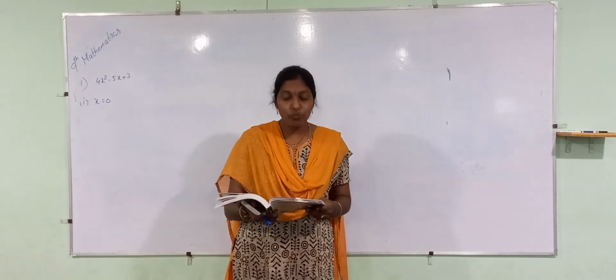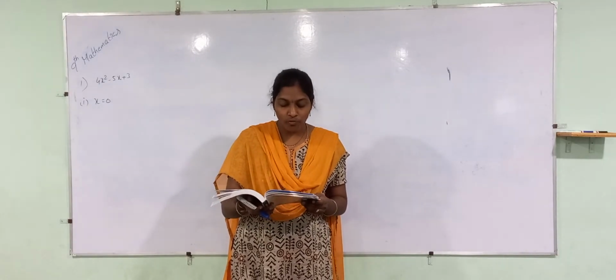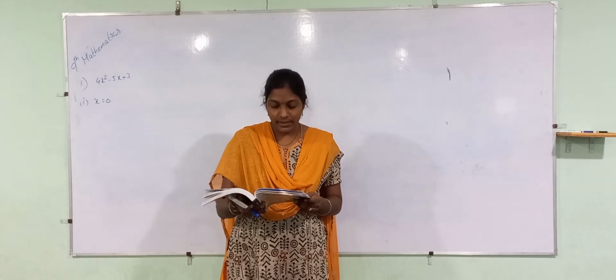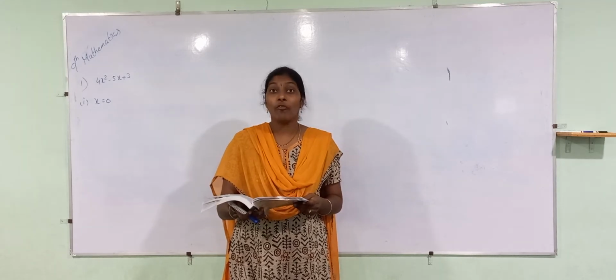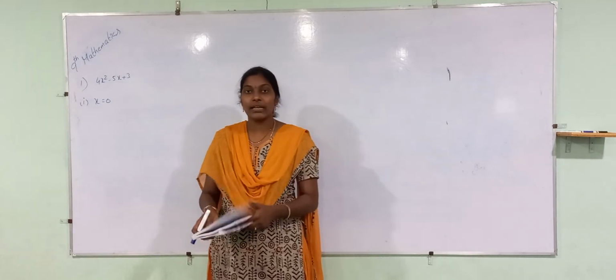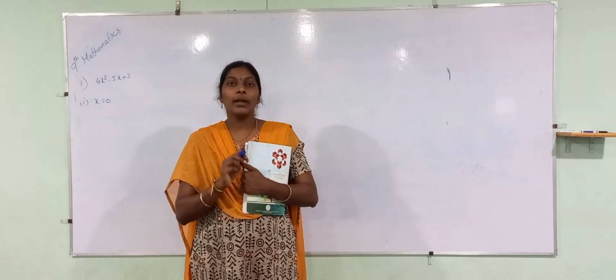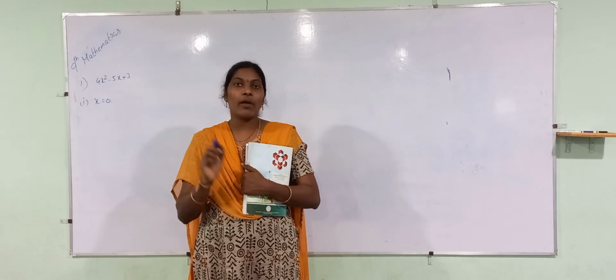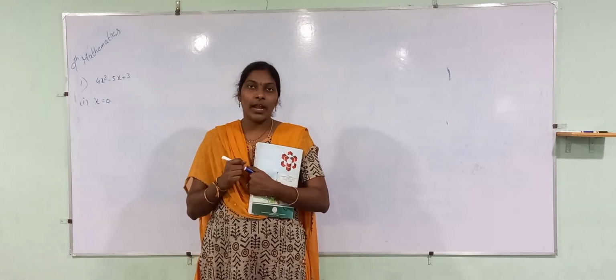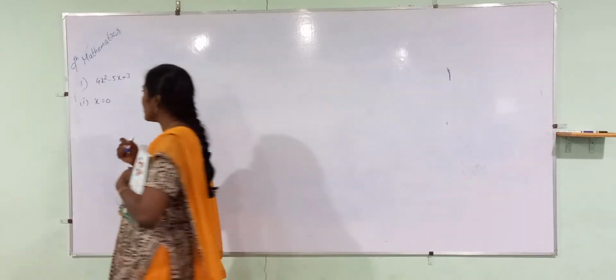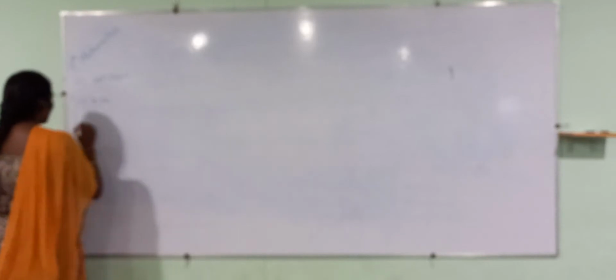Let us go to the exercise. Exercise 2.2, first one. Find the value of the polynomial 4x square minus 5x plus 3 when, first one, x is equal to 0. So, they have given only one expression and 4 different values. We have to substitute each and every value and find out the value. First one is when x is equal to 0.